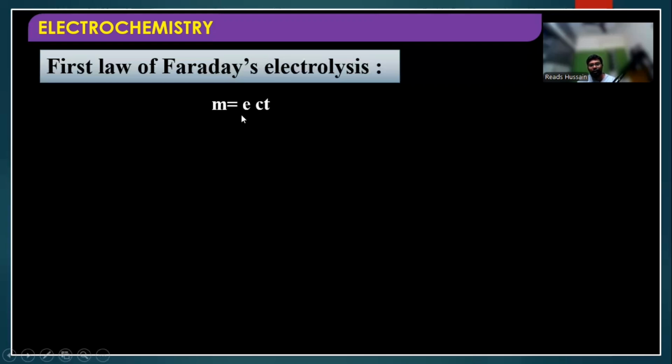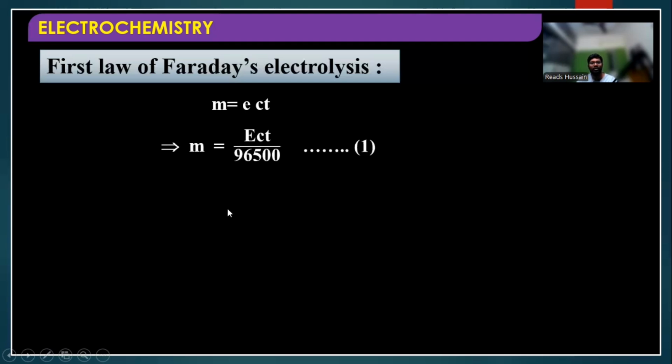M is equal to ECT. Here again one small confusion we may get. E means electrochemical equivalent. C is current in amperes. That is I, you can write. You can write I, you can write C. Okay, don't be confused, my dear students. So M is equal to ECT. I will give different forms. Note down. M is equal to ECT. M is equal to ZCT. M is equal to ZIT. Here in the place of C, you can write I. In the place of E, you can write Z.